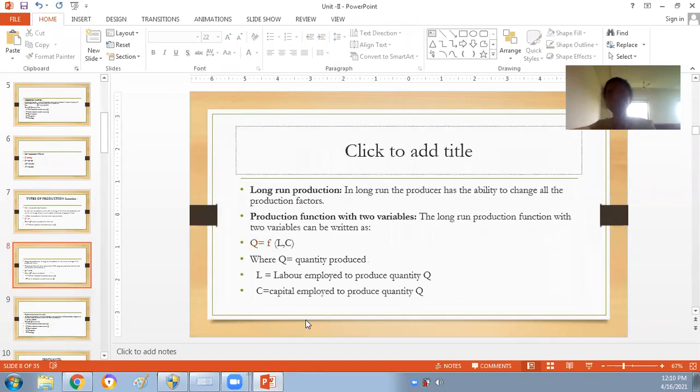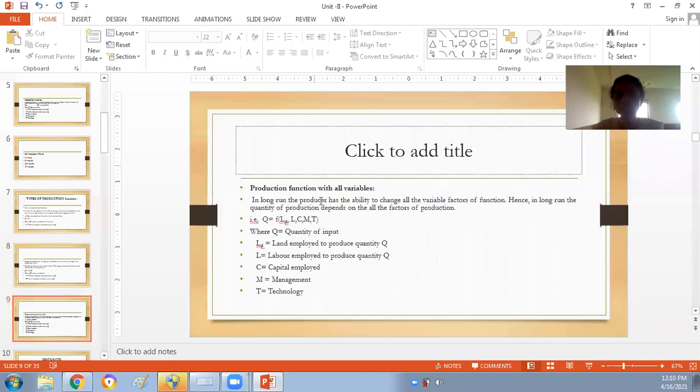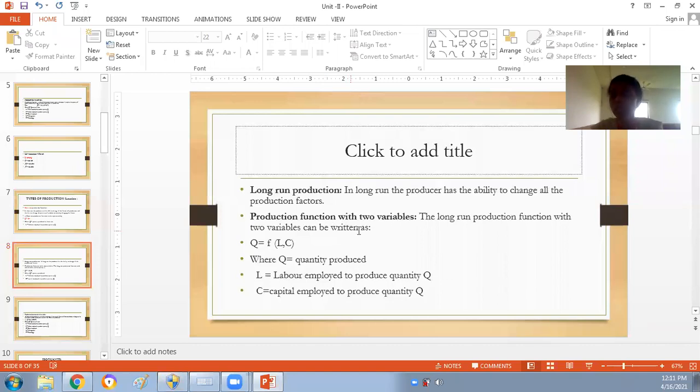The next type that we said, it is long run production function. Guys, long run production function is classified into two types. What are the two types of long run production functions? Means long run production function with two variables, long run production function with all variables. See here, long run production function with all variables and long run production function with two variables.